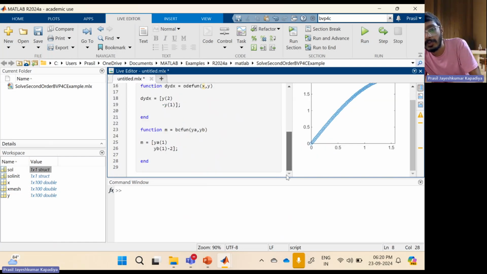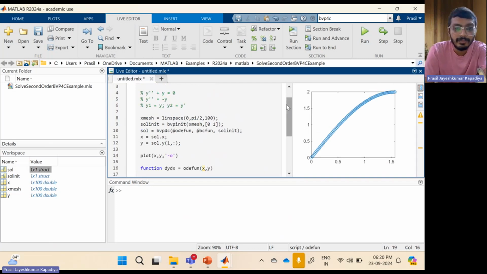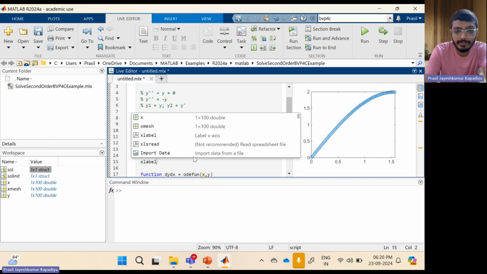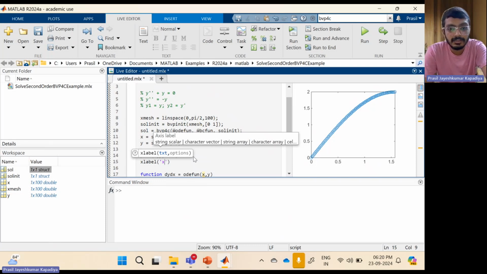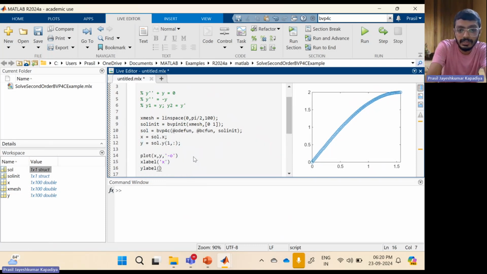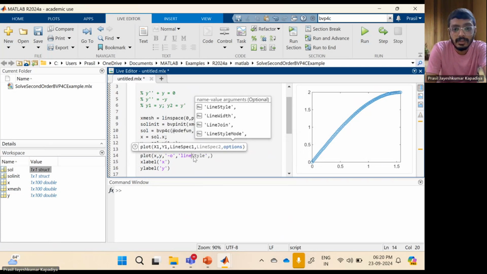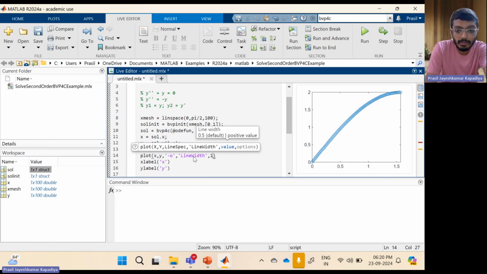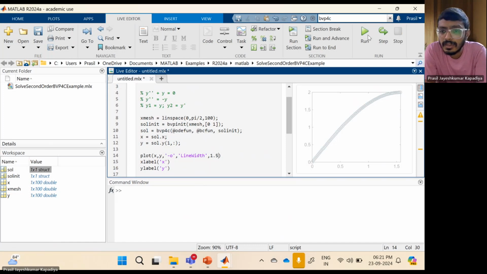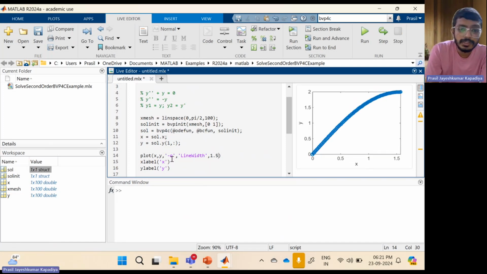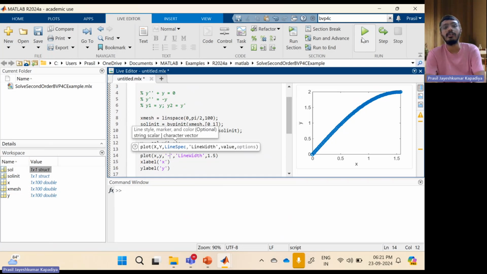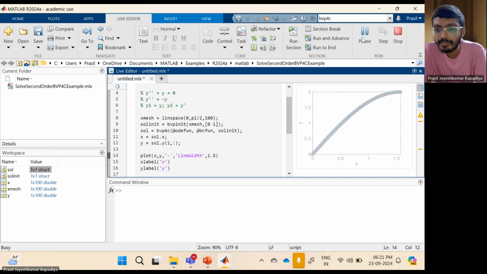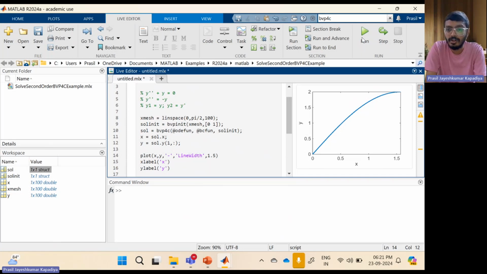So let's say I'm giving some X label, Y label things. Let's say X label is X, and let's say Y label is Y. Okay, here I want to give a line width of, let's say, 1.5, to see how beautiful it's looking. Let's say I just want a line. See, this is our solution. Okay, so this is how we can solve a boundary value problem.